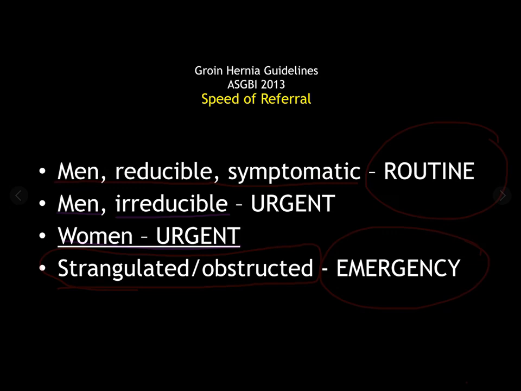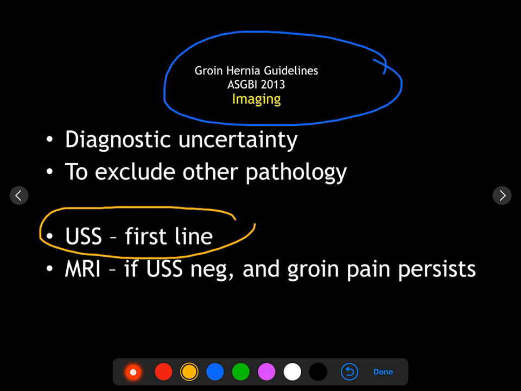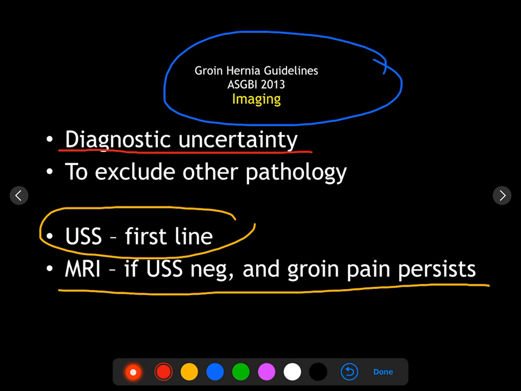The same guideline addresses when we send the patient for imaging: ultrasound is first line, or MRI if the ultrasound is negative and the groin pain persists. Sometimes we send for CT scan, as we saw in the picture where we diagnosed the femoral hernia. When do we send for imaging? When you have diagnostic uncertainty, when you are not sure of the diagnosis, or to exclude other pathology. These are the guidelines or suggestions for imaging.